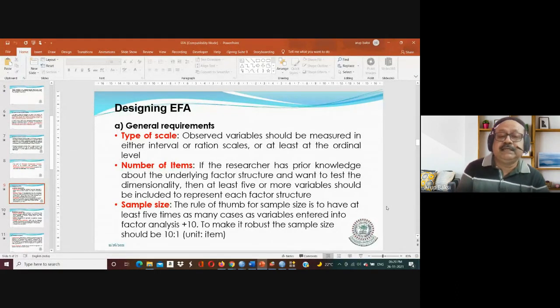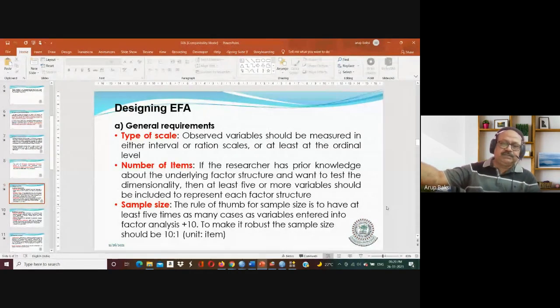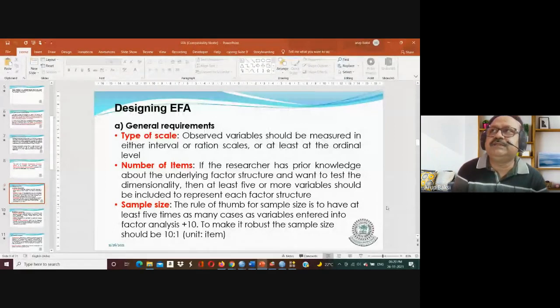Then the sample size. Again, the rule of thumb for sample size is to have at least 5 times as many cases as variables entered into the factor analysis, plus 10. Now, to make it very robust, the sample size should be 10:1. So for every one item, there have to be 10 samples. So if a particular researcher has, for example, 25 variables, the minimum number of respondents required will be 250.